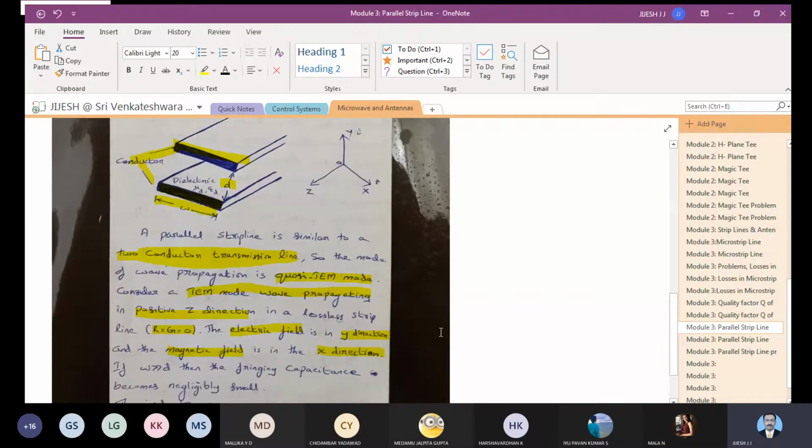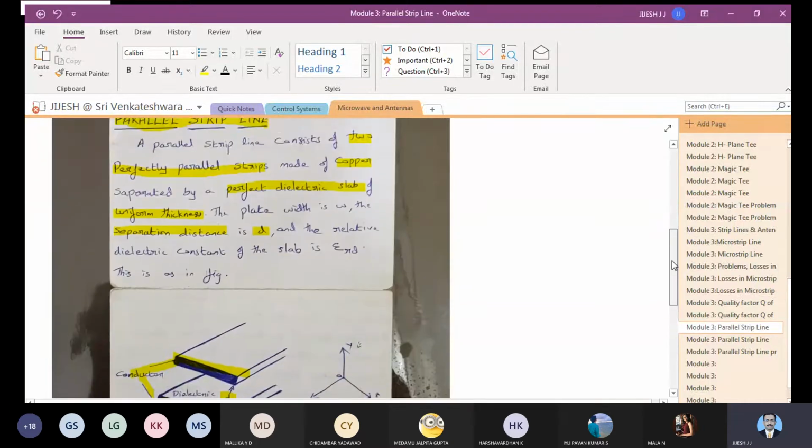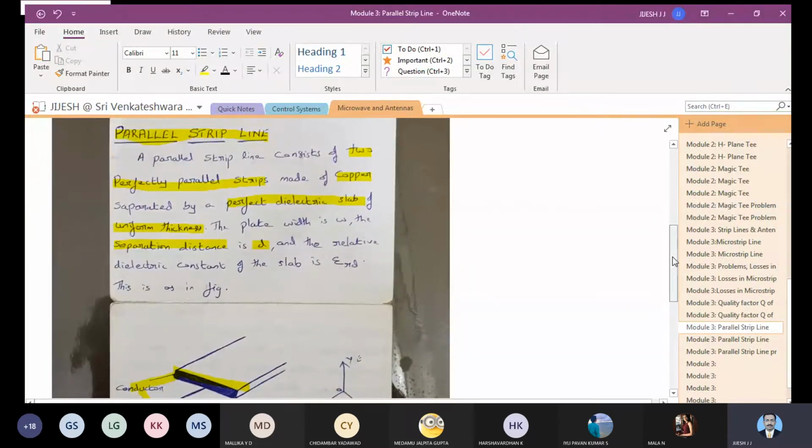We have been discussing the third module. We started with microstrip, completed some problems, then completed the losses in microstrip, followed by the quality factor Q of a microstrip line, and we have seen all the equations relevant to that. Then we moved on to the next topic, parallel strip lines. We have seen only an introduction; we have yet to go in depth.